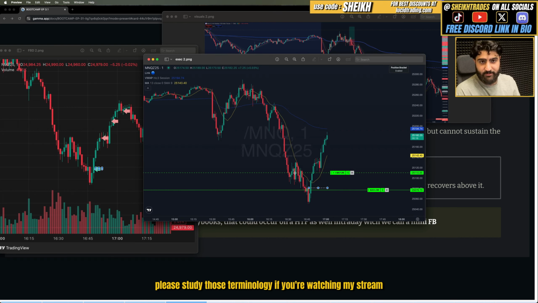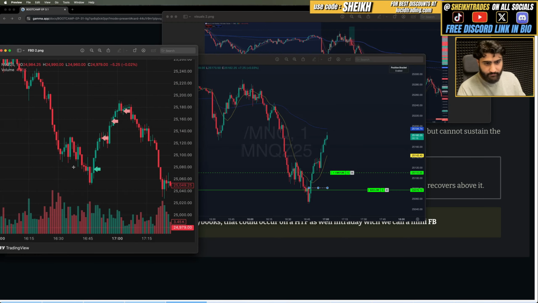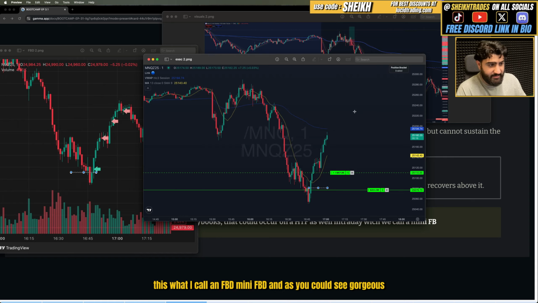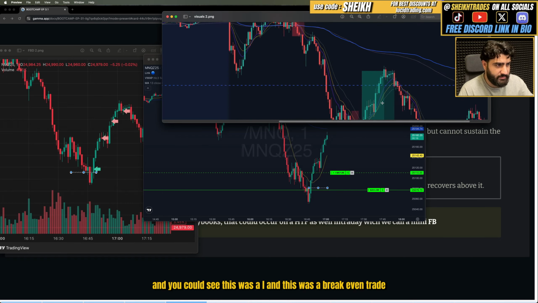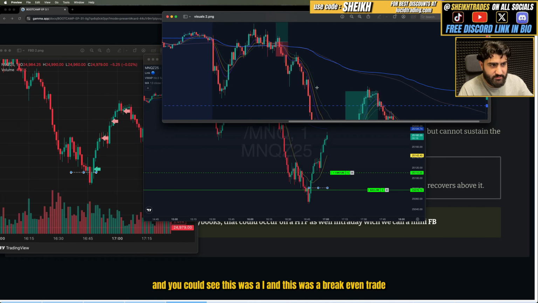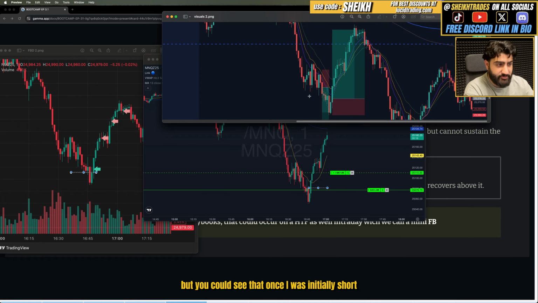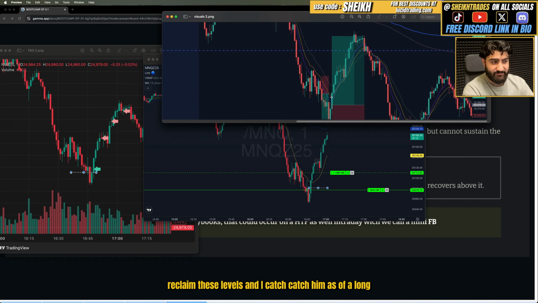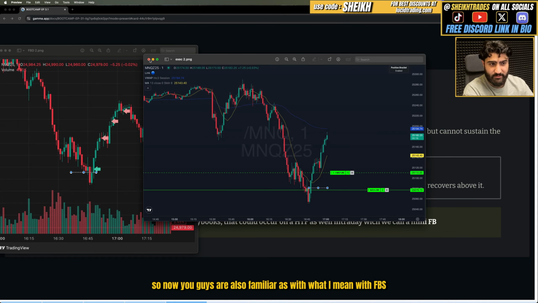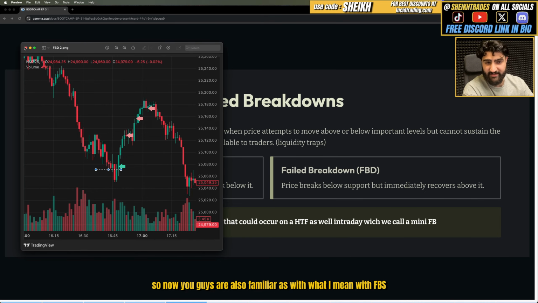Please study this terminology. If you're watching my stream, if you're trying to learn how I trade or the way I trade, you need to know those terminologies. This is what I call an FBD, mini FBD. And then as you can see, gorgeous, gorgeous trade. Ignore these. These are other examples that I took. You could see this was a loss, and this was a break-even trade. But you could see that once I was initially short, but why did I go short? Filled FBD, which I'm going to go over in the next slide. We break these levels, come back down, reclaim these levels, and I catch a massive long. So now you guys are also familiarized with what I mean with FBDs.